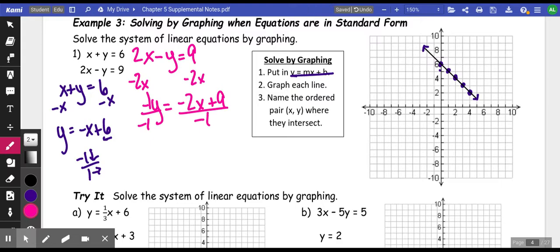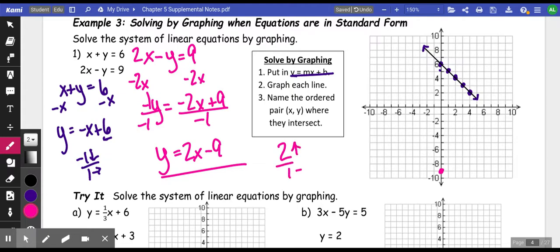So that cancels out. I'm just left with y. And then I divided both terms here by negative 1, so really that just means I changed the sign. So negative 2x becomes positive 2x, and positive 9 becomes negative 9. Now here is my equation in slope-intercept form. So my y-intercept is negative 9, and my slope here is positive 2, so positive 2 over 1.